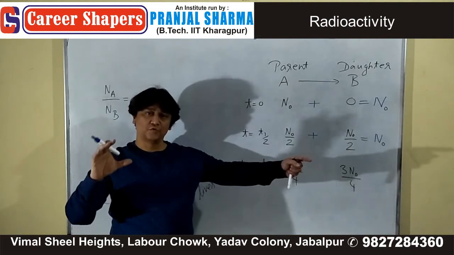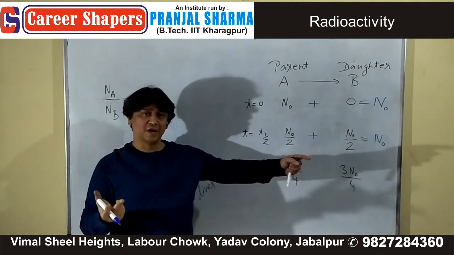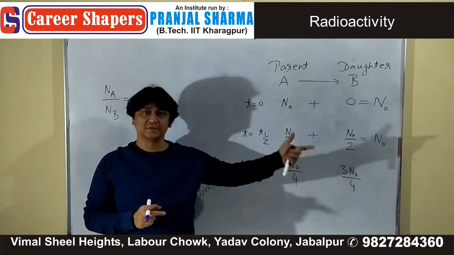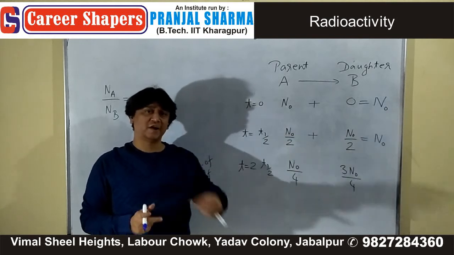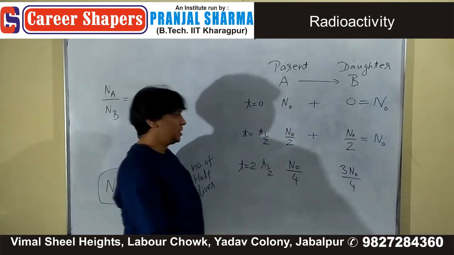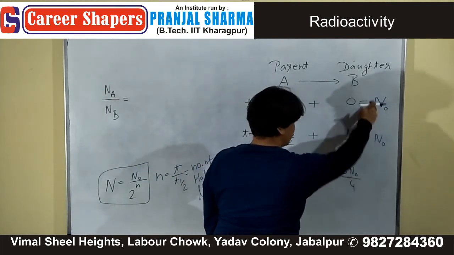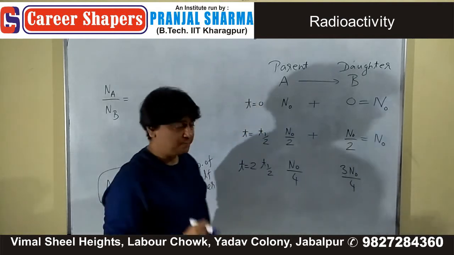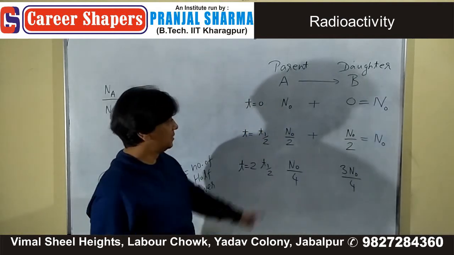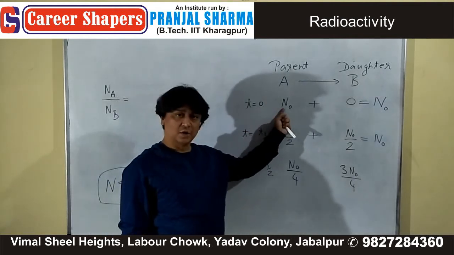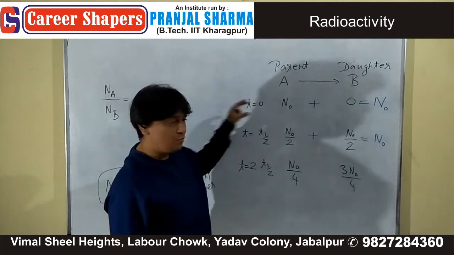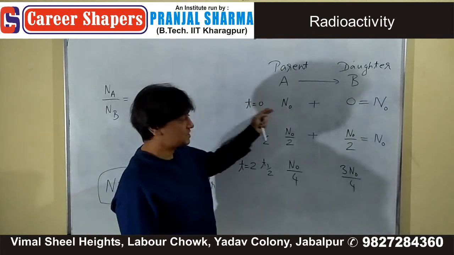Another half-life, 50 becomes 25. 25 moves to this side. This is 75 now, but 75 plus 25 is what? 100. The total number of active nuclides will remain what? Same, provided this is N naught and there is no input from this side.